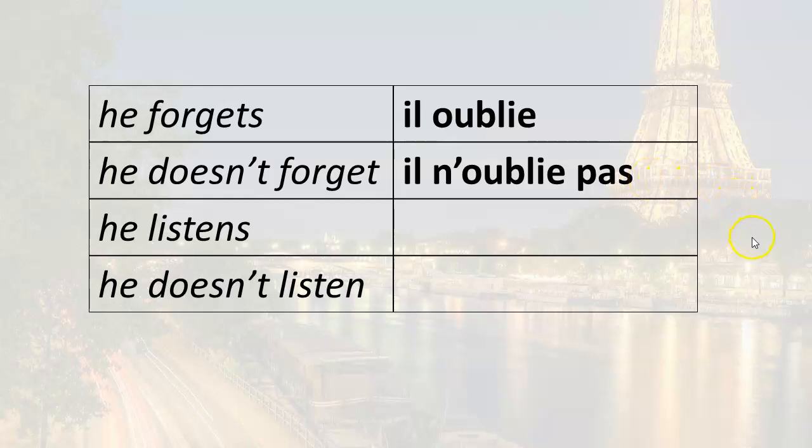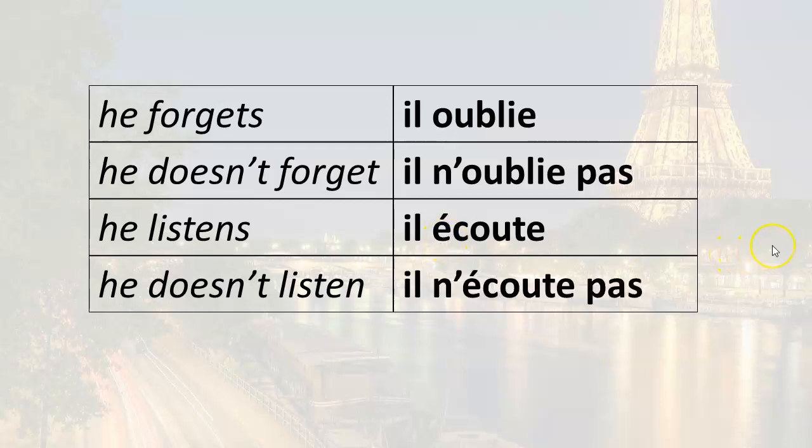He listens, il écoute. Again, begins with a vowel, so an apostrophe. Il n'écoute pas. Il écoute, il n'écoute pas.